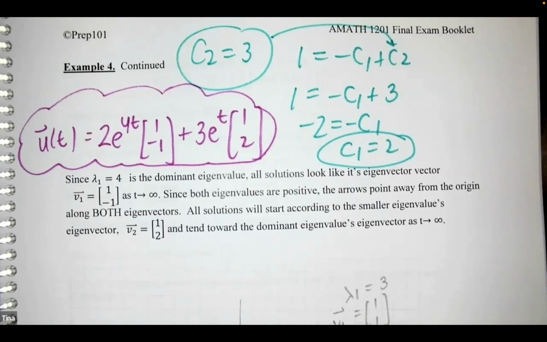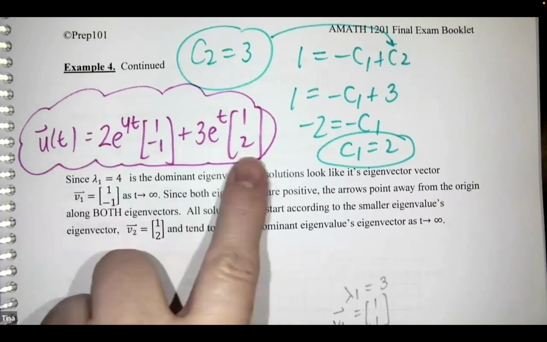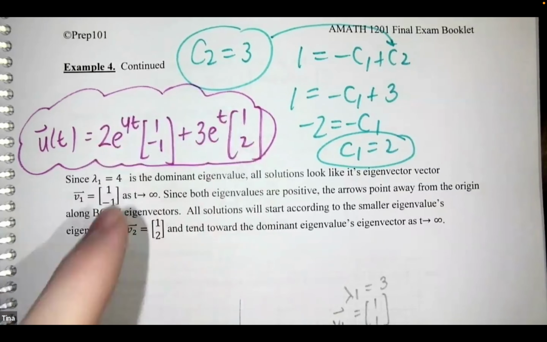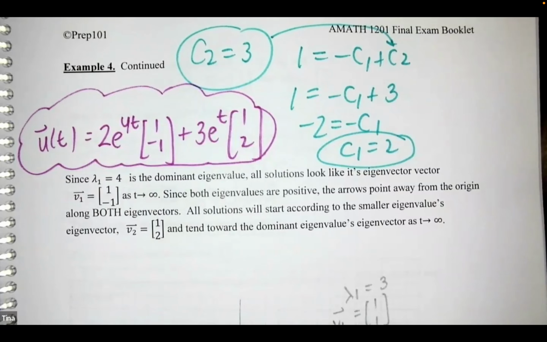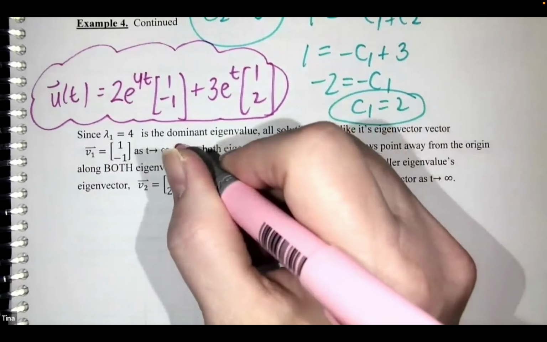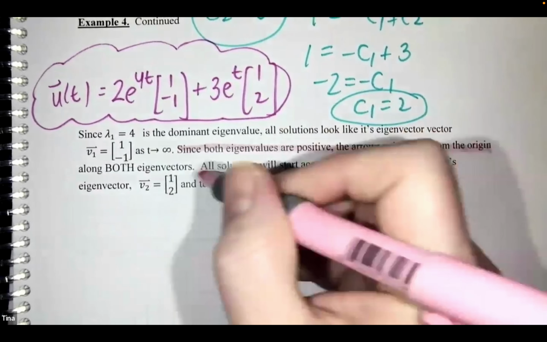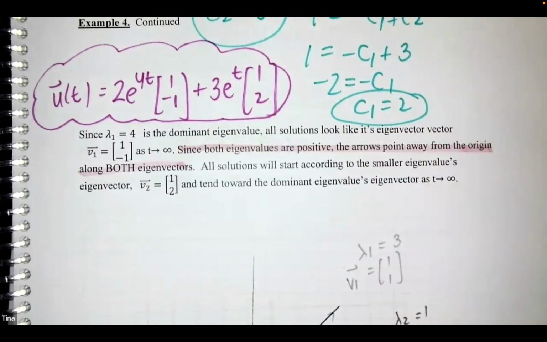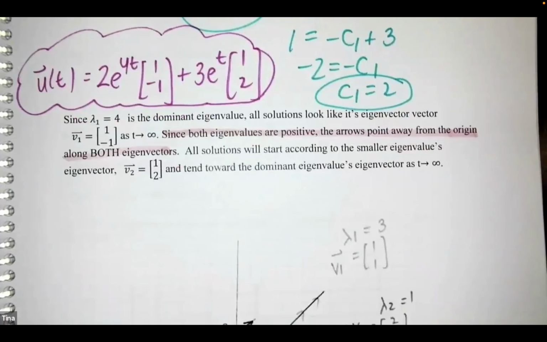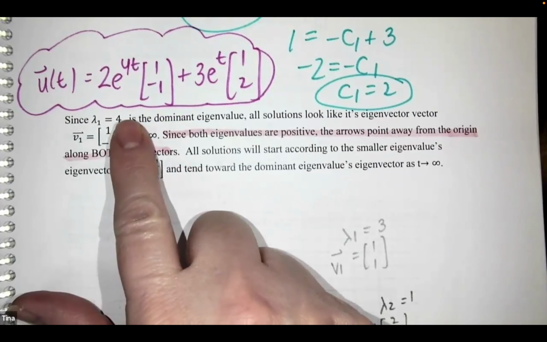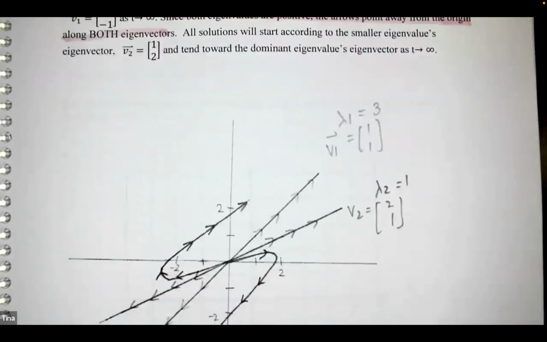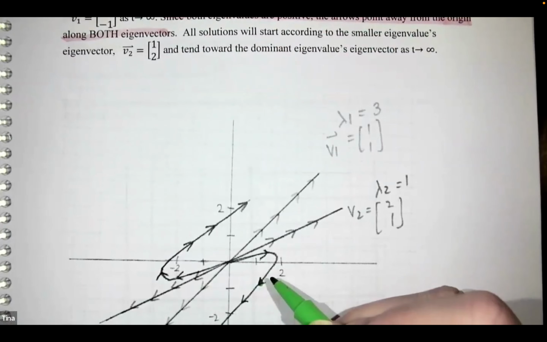Okay. Because we have eigenvalues 1 and 4, first of all, since both eigenvalues are positive, the arrows are going to point away from the origin along both vectors. So let's plot the vectors. (1, negative 1): go over to 1, down to negative 1.